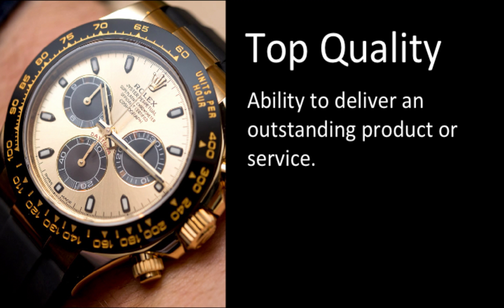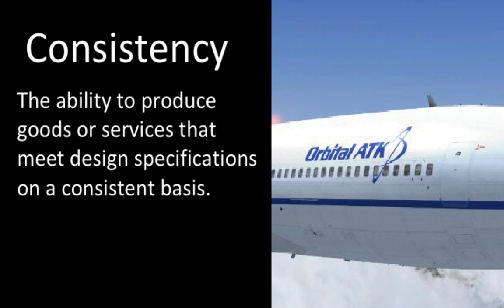Top quality is the ability to deliver an outstanding product or service. Rolex, for example, is known for and has created an advantage based around meticulous craftsmanship, above and beyond what is required just to tell time. Consistent quality is the production of goods or services that meet specifications on a consistent basis.